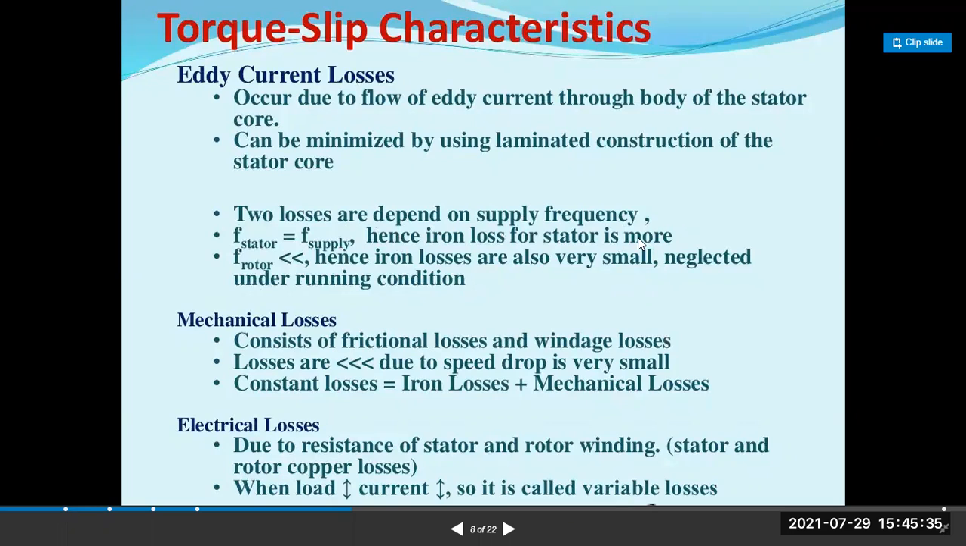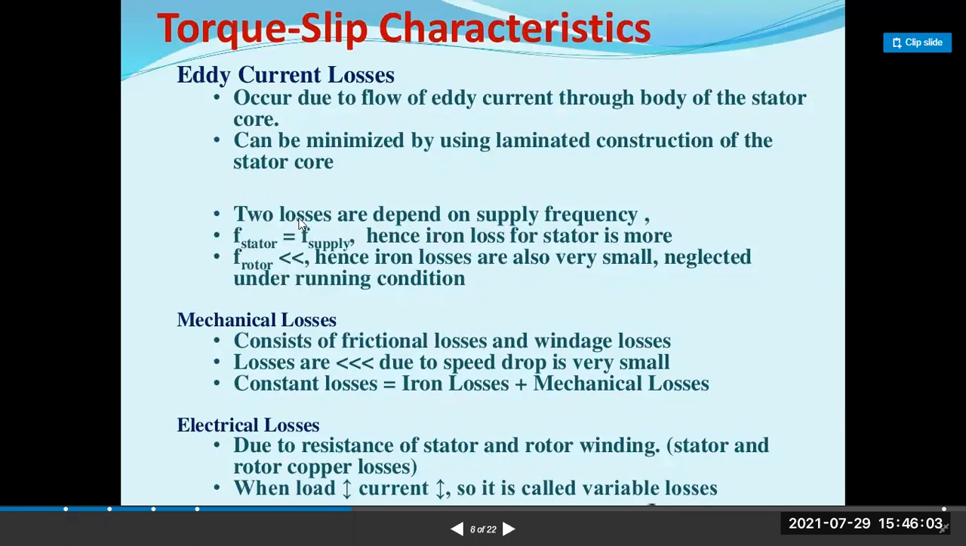Hence, the iron loss for the stator is more, because iron loss mainly depends upon frequency, as we have discussed in the transformer also. I've already shown you how frequency affects the iron loss, or you can say core loss. So as the stator and supply frequencies are equal to each other, the iron loss will be more than the rest of the losses.